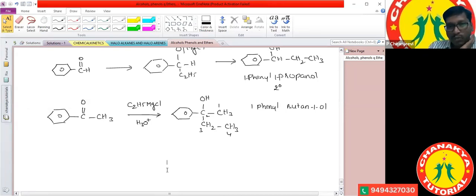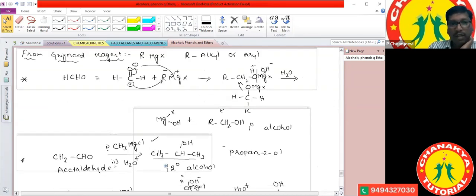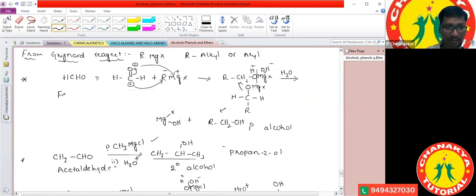Can I revise the notes once again? Let us see from where we started. These are the reactions we had seen from the Grignard reagent. The first one is formaldehyde, which gives a primary alcohol. Acetaldehyde gives a secondary alcohol. Acetone gives a tertiary alcohol. Benzaldehyde also gives a secondary alcohol, and acetophenone gives a tertiary alcohol.